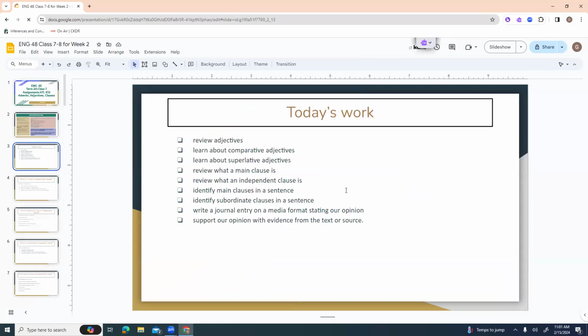Okay. Today's work. Review adjectives, learn about comparative adjectives, learn about superlative adjectives, review what a main clause is, review what an independent clause is, identify main clauses in a sentence, identify subordinate clauses in a sentence, write a journal entry on a media format stating our opinion, and support our opinion with evidence from the text or the source.